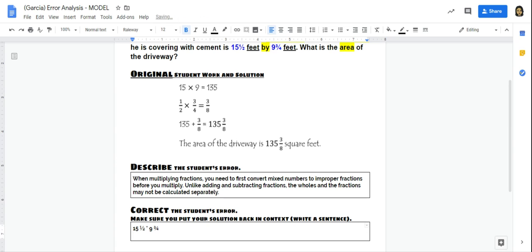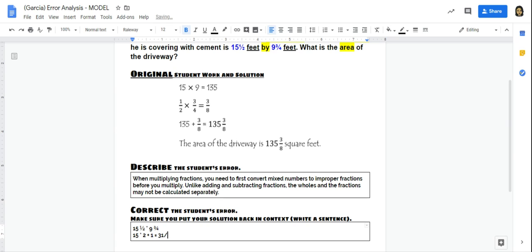Then I would say, okay, well, 15 and a half, I need to convert that. I need to use the big C and I need to multiply 15 times 2 and then add 1. So I would show 15 times 2 and then plus 1. And that is going to give me 15 times 2 is 30, plus 1 more is 31.